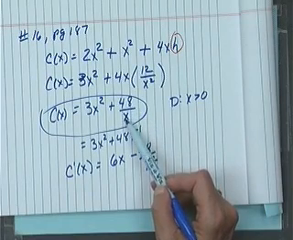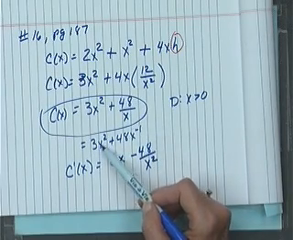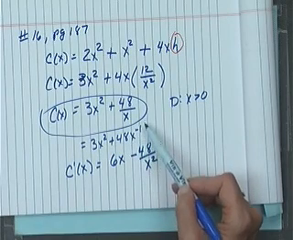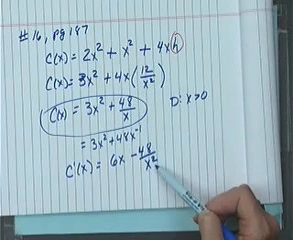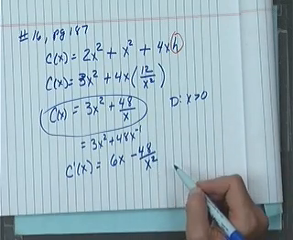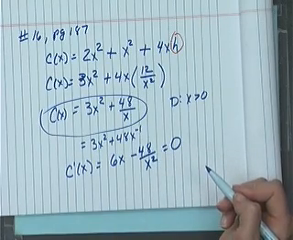Okay, I rewrote 48 over x as 48x to the negative 1 so I could quickly take the derivative. So the derivative of 3x squared is 6x. Then I have minus 48x to the negative 2, which is minus 48 over x squared. Everybody good there? All right, now, what am I going to do with this? Set it equal to 0.